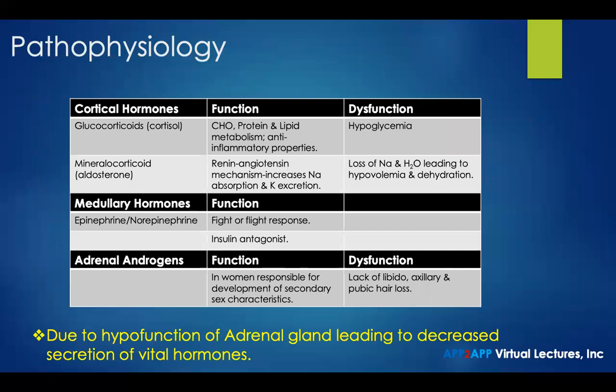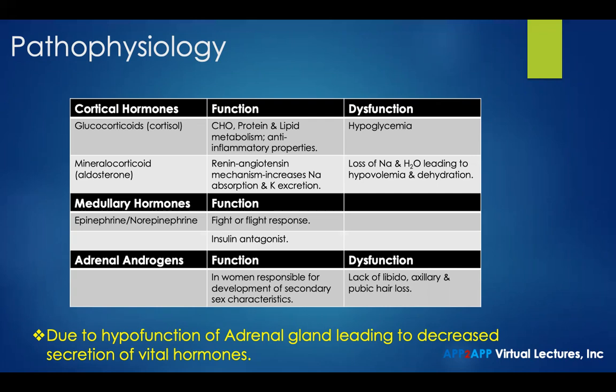Now, in reviewing the pathophysiology of Addison's disease, it brings us to the discussion specifically of the hormones, their normal function, and then dysfunction. But overall, Addison's disease, whether it be primary or secondary, is due to hypofunction of the adrenal gland, leading to decreased secretion of vital hormones. We can break the hormones into three: cortical hormones, medullary hormones, and adrenal androgens. Now, cortical hormones, the two specifics are glucocorticoids, also known as cortisol, which is responsible for carbohydrate, protein, and lipid metabolism and anti-inflammatory properties. When not produced, it leads to hypoglycemia.